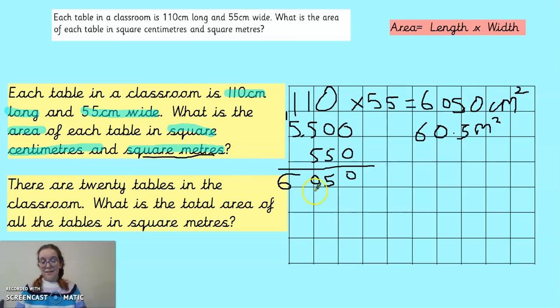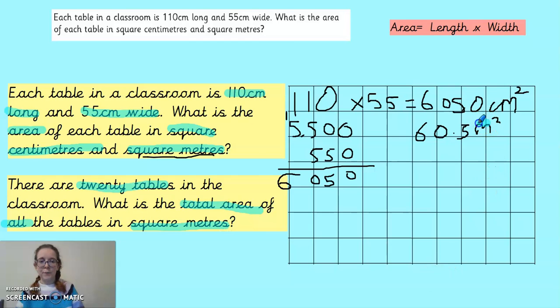So let's have a look at the second part of our question, and make sure that we know what it's asking us. There are 20 tables in the classroom. What is the total area of all the tables in square metres?